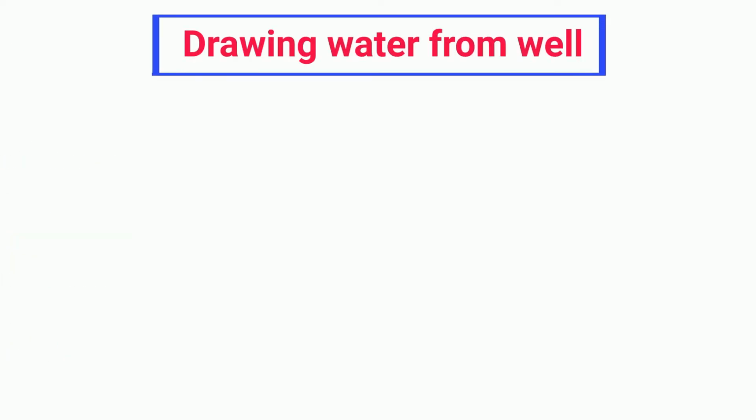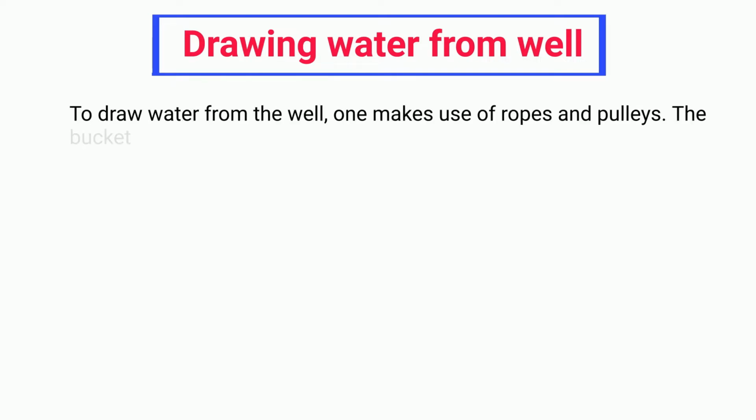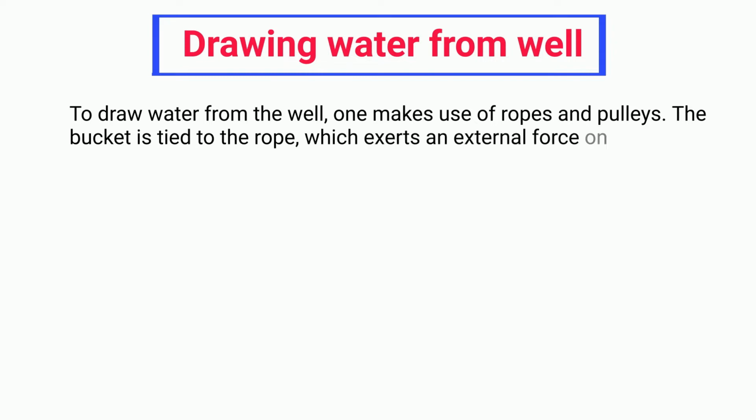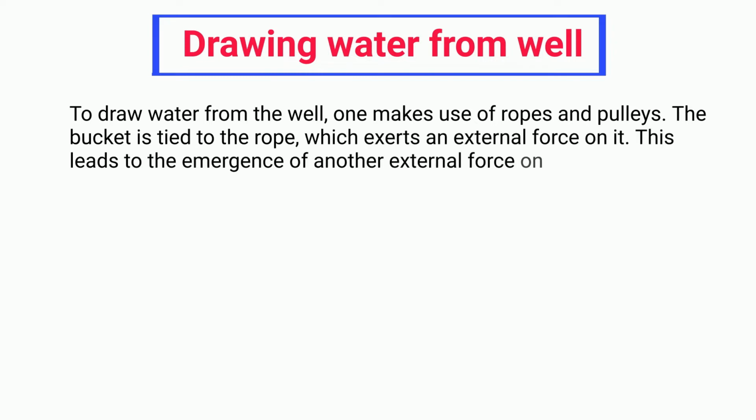Drawing water from a well. To draw water from the well, one makes use of ropes and pulleys. The bucket is tied to the rope, which exerts an external force on it. This leads to the emergence of another external force on the rope, known as tension.